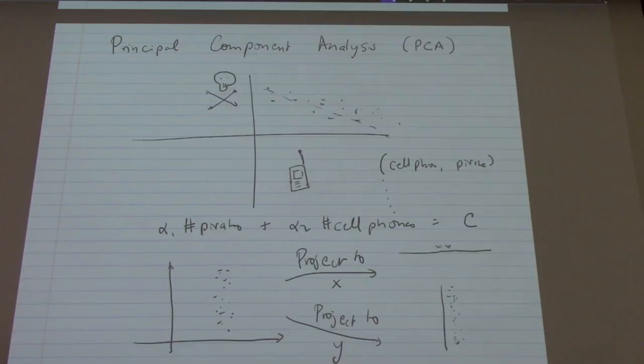Of course, in general, you won't have a nice data set where it's either x or y. You have something much more general. But the principle remains the same, that what you're looking for is to find a way to maximize the variation in this data. Okay.